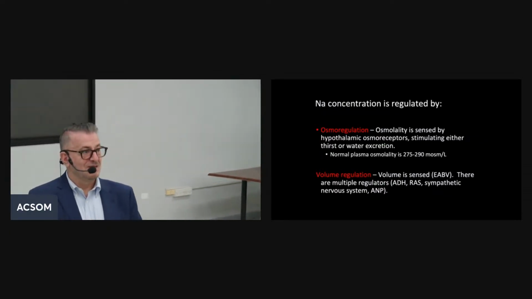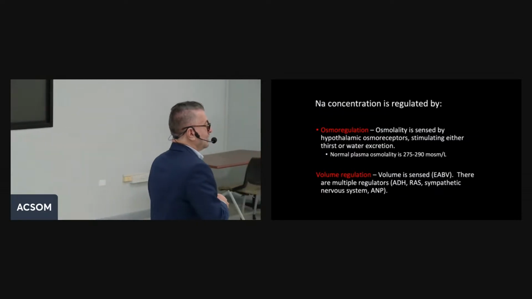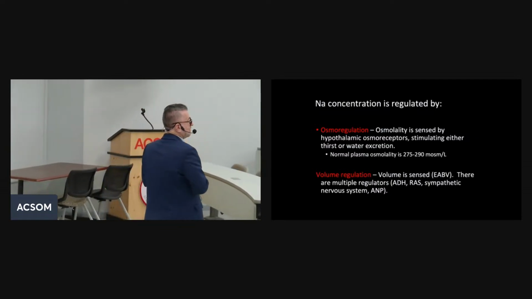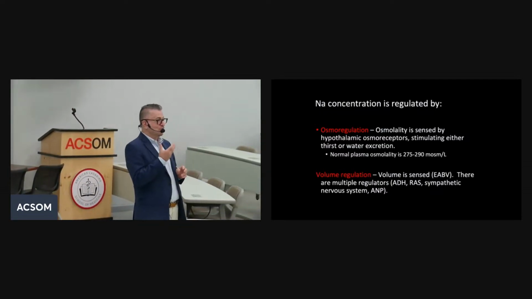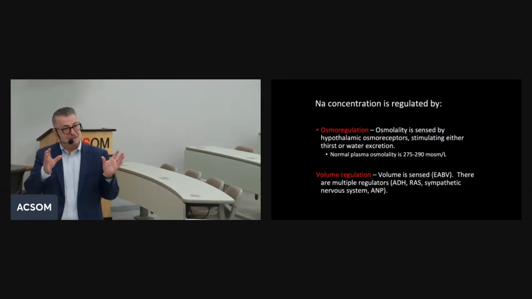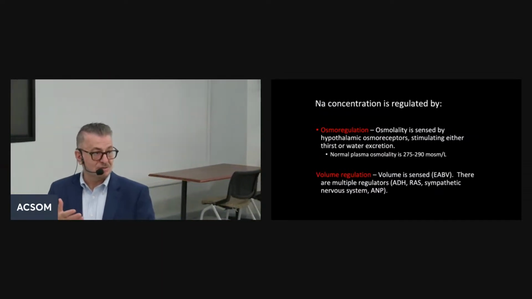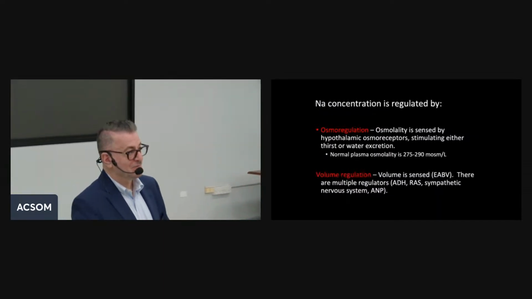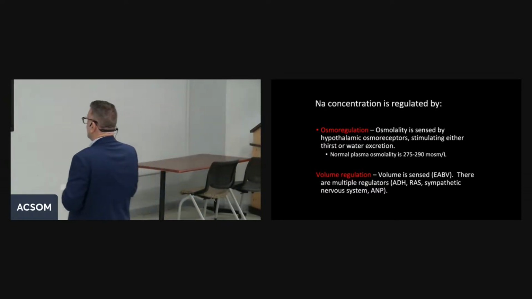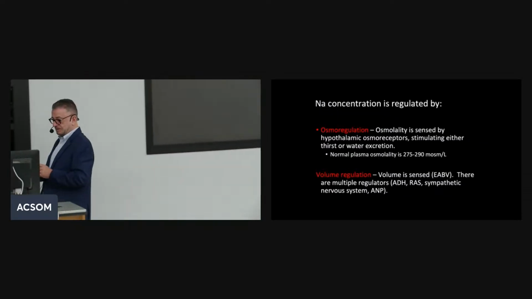Make sense? And the other way is volume regulation, which is not as important as osmoregulation, but also the body senses the amount of volume in your body. So if you lose blood, for instance, or you get very dehydrated, the body senses that and tries to regulate the amount of water that you're, let's say, urinating. So it senses that and compensates for that. And I'm going to show you how those systems work.